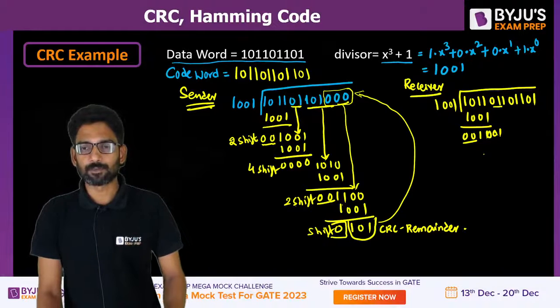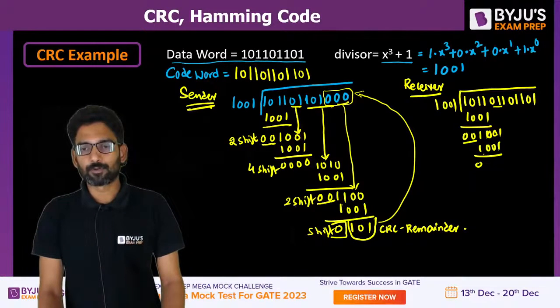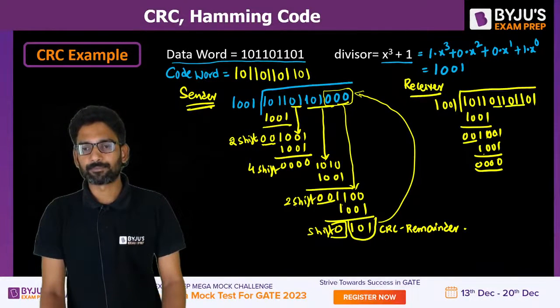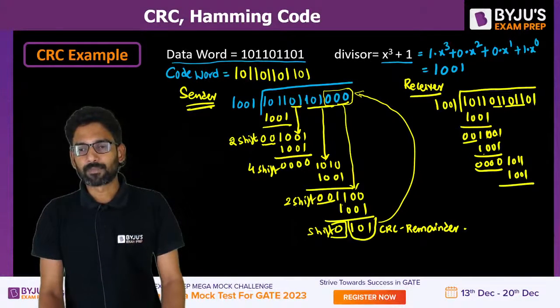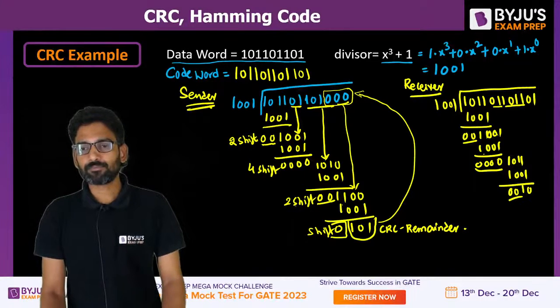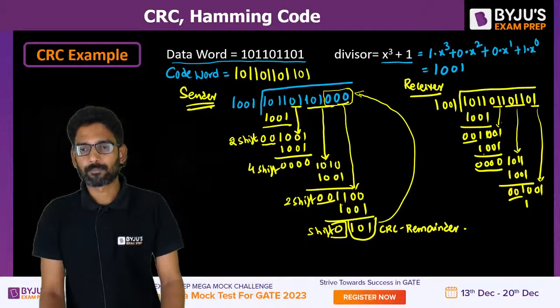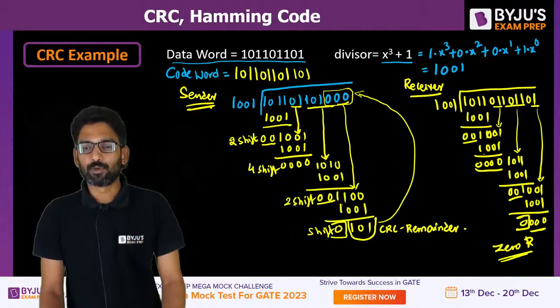Sorry, 0010. So 1001, he got 4 zeros and applies 4 shifts and borrows these 4 bits. 1011, 1001, when you apply, you will get 0010, and 01 you are borrowing. Then when you do XOR again with 1001, you get all 4 zeros, and when you shift this bit, you get 0 remainder. So no error.